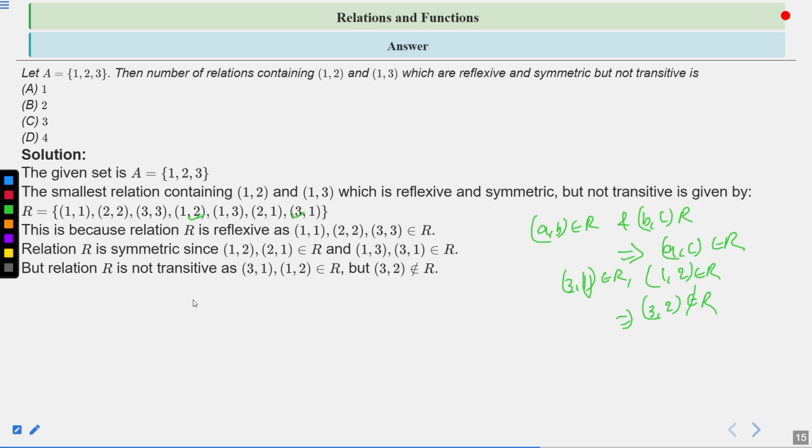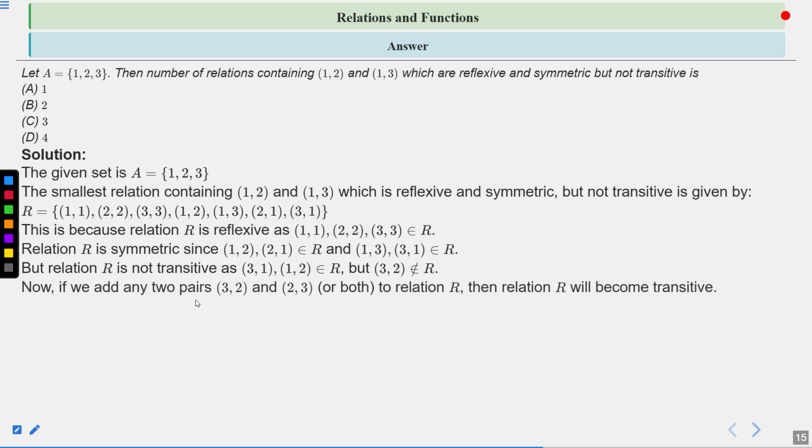So this is the smallest relation. Now if we add the pairs (3, 2) and (2, 3), or both, to relation R, then R will become transitive. To keep it symmetric we would have to add (3, 2) and (2, 3), but when we add them, the relation R will become transitive also. But we have to find a relation that is reflexive and symmetric but not transitive. So we cannot add (3, 2) and (2, 3).